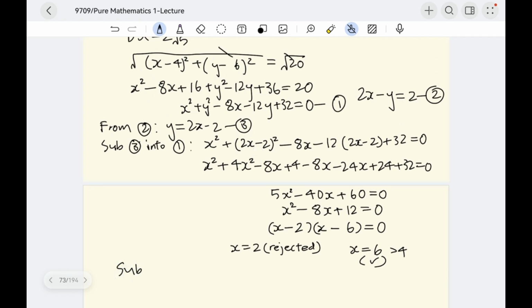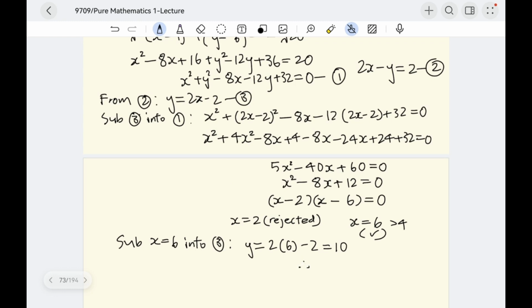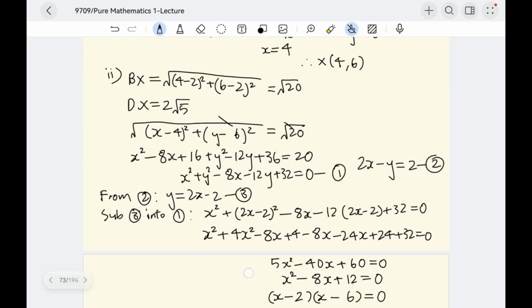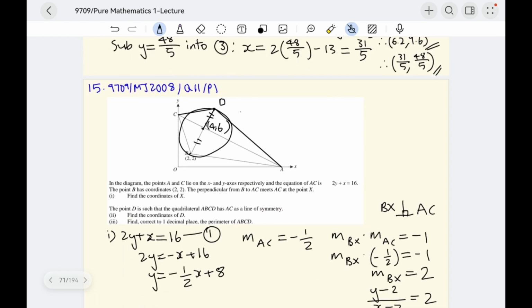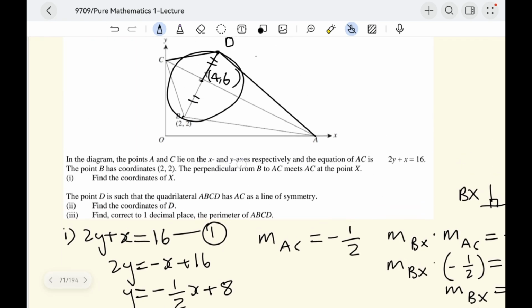So let's substitute x equals 6 into the third equation. y equals 2 times 6 minus 2, which is 10. Okay? So hence the coordinate of D is 6, 10. Makes sense from the diagram. The x coordinate and y coordinate of D must be greater than those of B. Alright, so let's proceed to the third part.